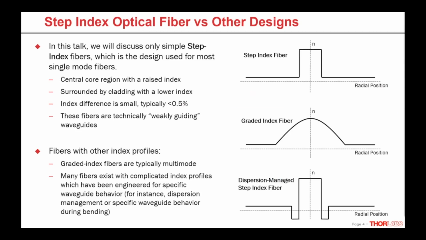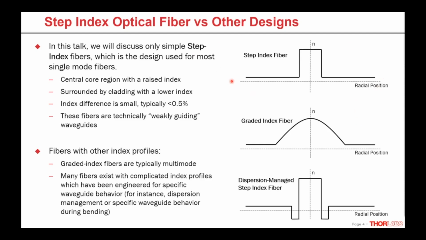Now talking about types of optical fiber, what I just described is called a step index fiber. What that means is we have a cladding of one homogeneous index and then a core of another index, and then there's a step change in the index between the core and the cladding. For this talk, we're really going to focus on step index fibers and really the most simple step index fiber design.